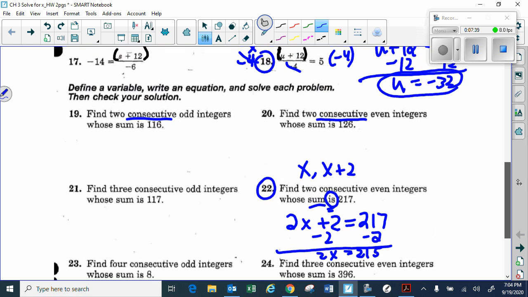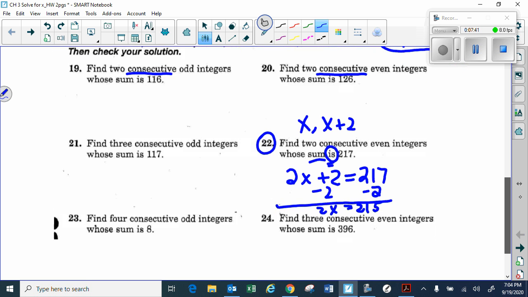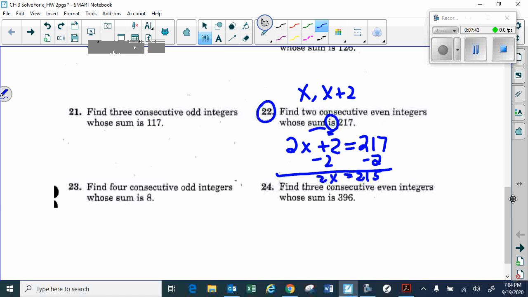Let's see here. To find a very right equation and solve each problem, then check it. If I add any two even numbers together, I'm going to get an even. So this problem is a bad problem. It needs to be an even number. Okay, so you can scratch that.